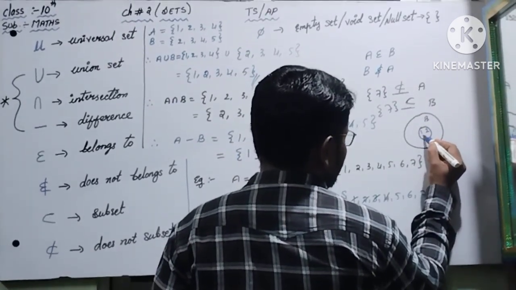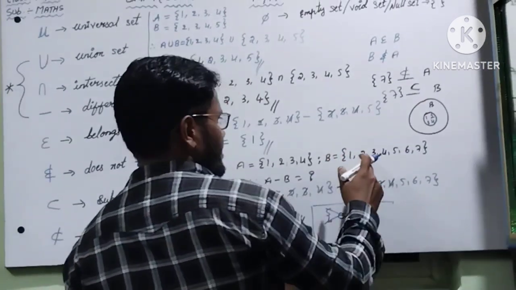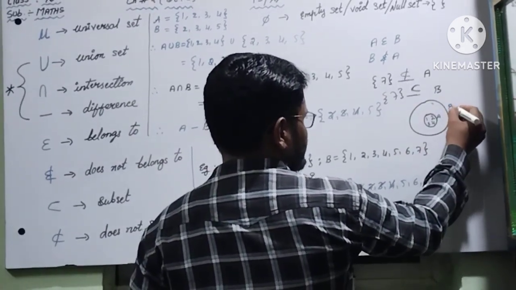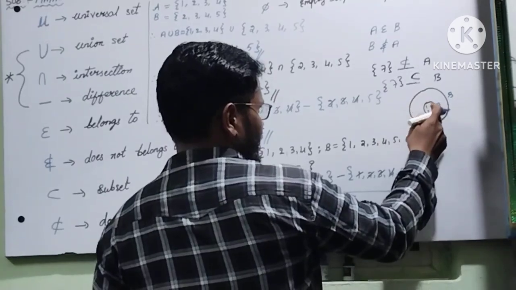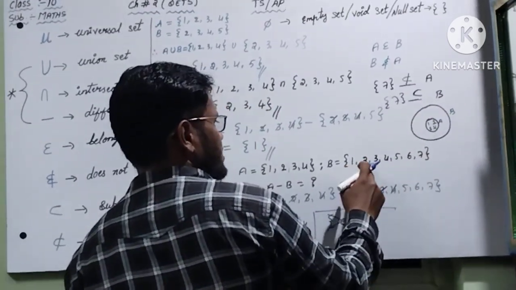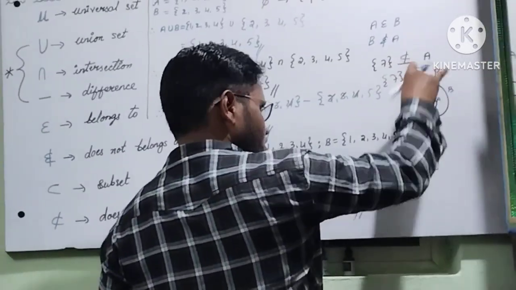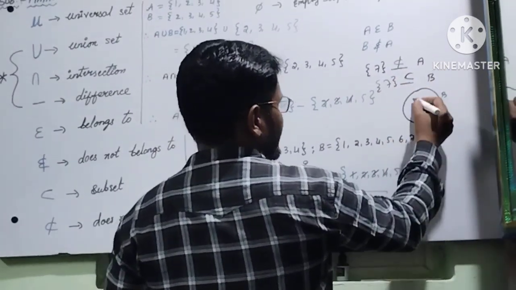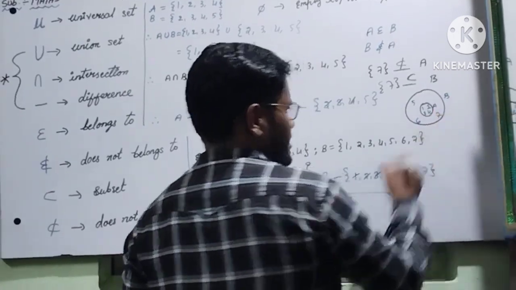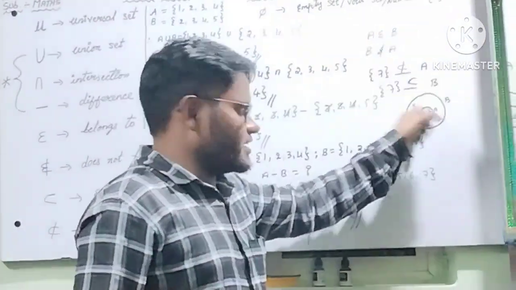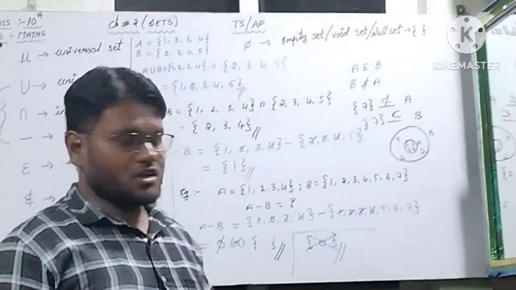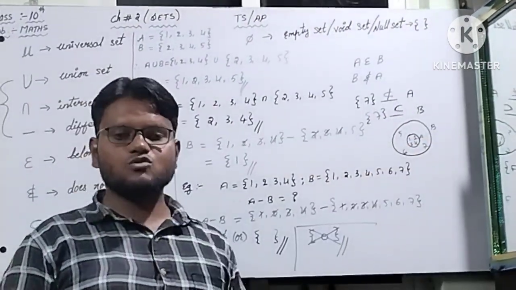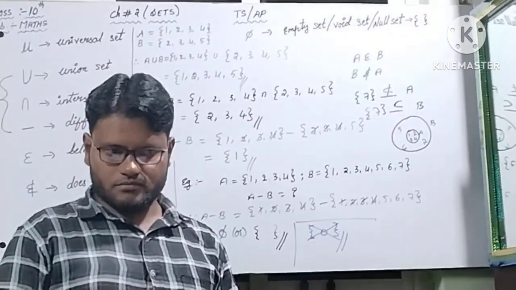Okay, A has the elements 1, 2, 3, 4. This is set A and this is set B. So A's elements are 1, 2, 3, 4, and B's elements are also 1, 2, 3, 4, which are in B. Then the remaining are 5, 6, 7. Are 5, 6, 7 in set A? No. These 5, 6, 7 are elements in set B. So B is the superset of A.